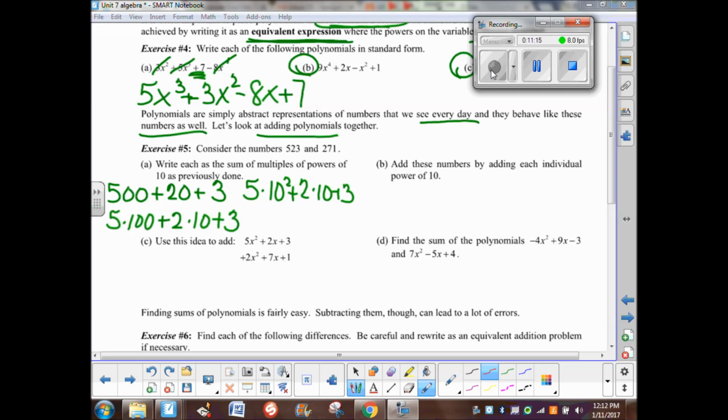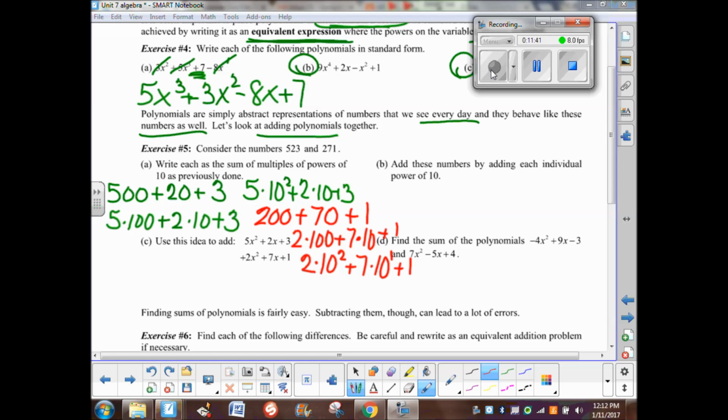Okay, let's do the same thing with the 271. So I'm going to change colors here for the 271. So it's 200 plus 70 plus 1, which is then 2 times 100 plus 7 times 10 plus 1, which is 2 times 10 squared plus 7 times 10 to the first plus 1.